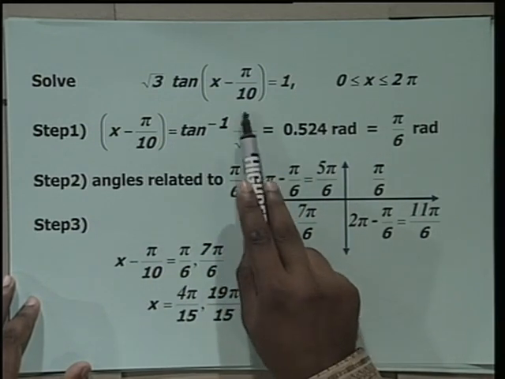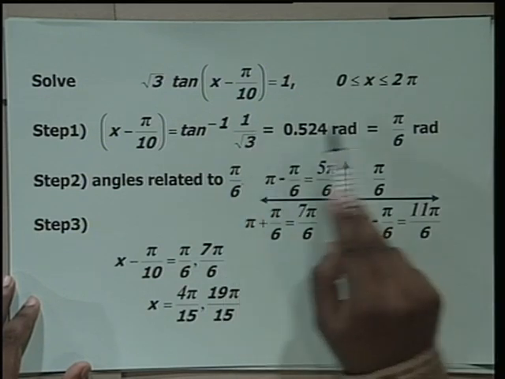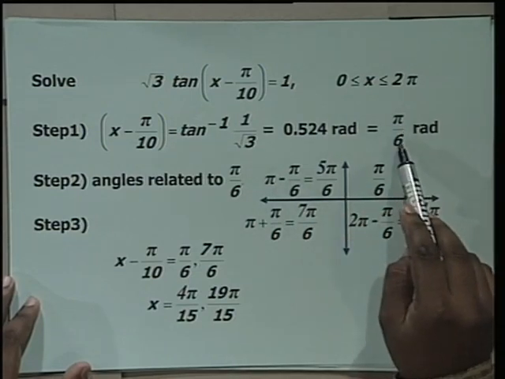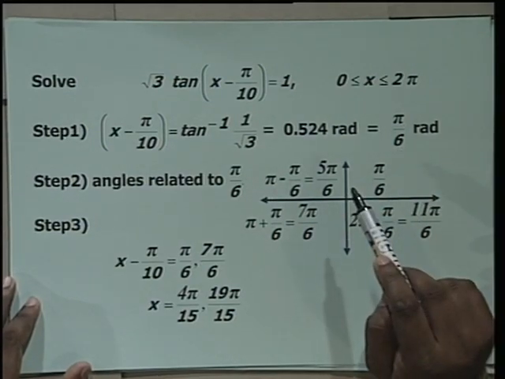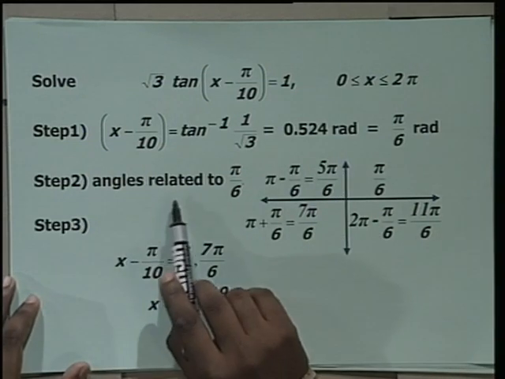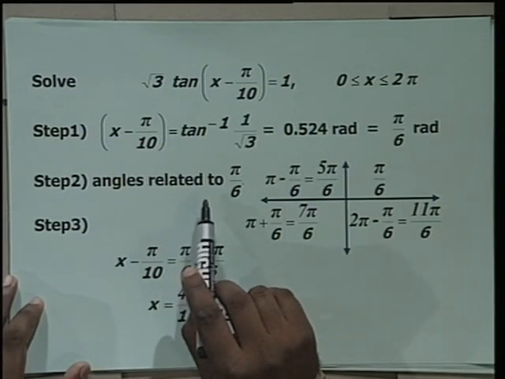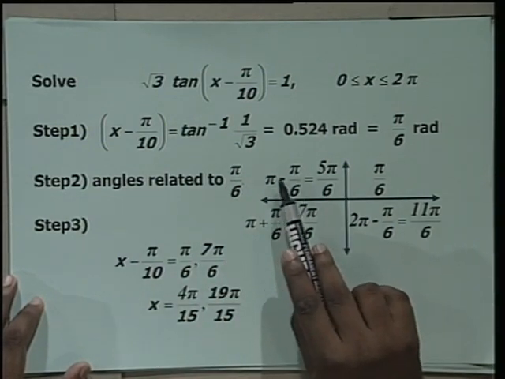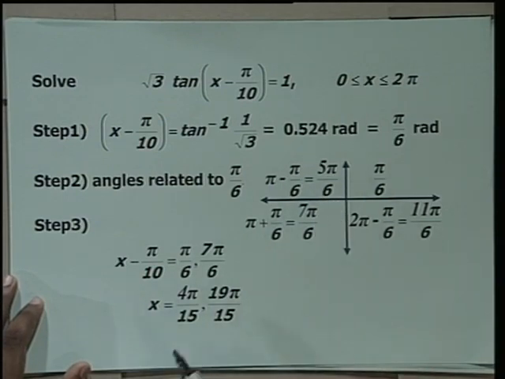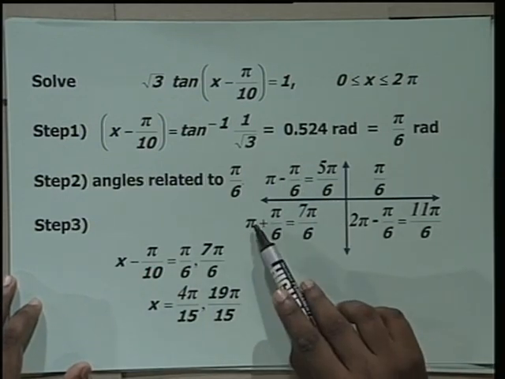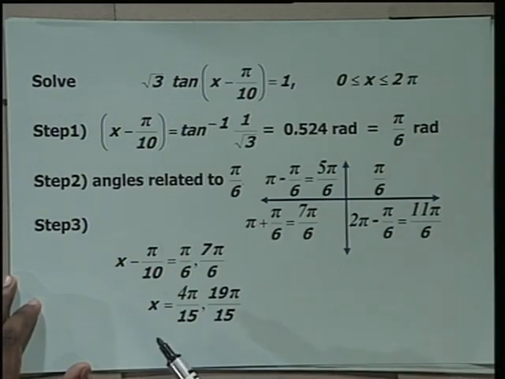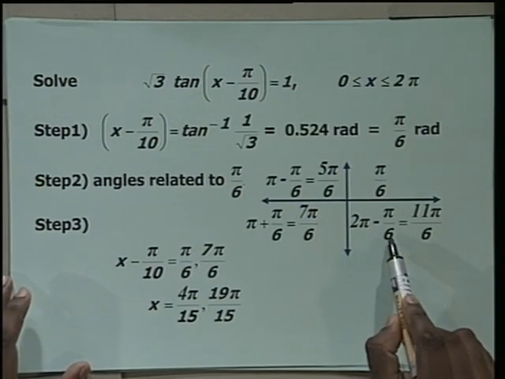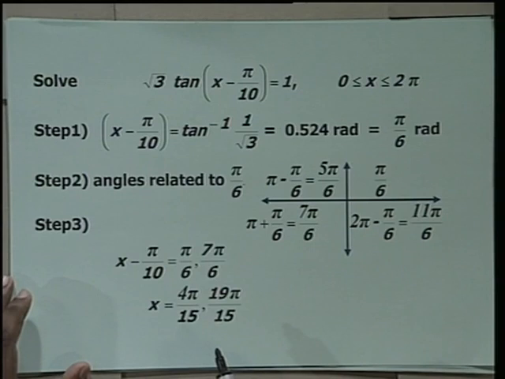But you must remember that tan of π/6 is 1 over root 3, so the exact form exists here, and it is equal to π/6. The next step would be to find all the angles related to π/6. In the second quadrant, it will be π minus π/6, which is 5π/6. In the third quadrant, it will be π plus π/6, which gives us 7π/6. In the fourth quadrant, it is 2π minus π/6, which gives us 11π/6.